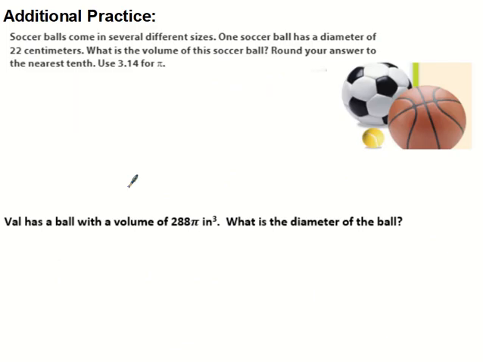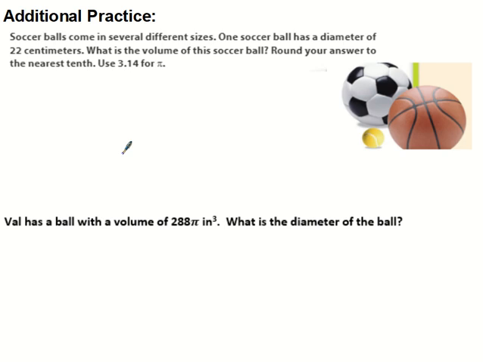All right, a soccer ball comes in several different sizes. One soccer ball has a diameter of 22 centimeters. What is the volume of the soccer ball? Round your answer to the nearest tenth. Okay, this is a really good time for you to pause and try this on your own. It's probably best for you to pause and try this on your own so that you can see if you can do this.